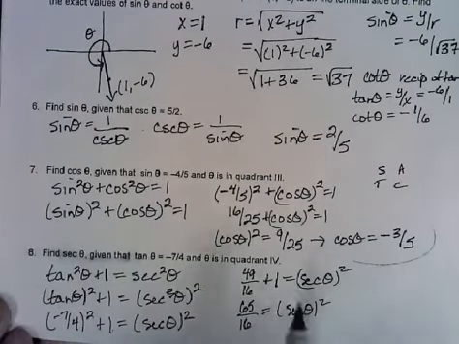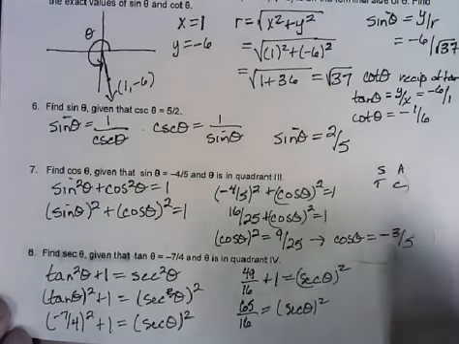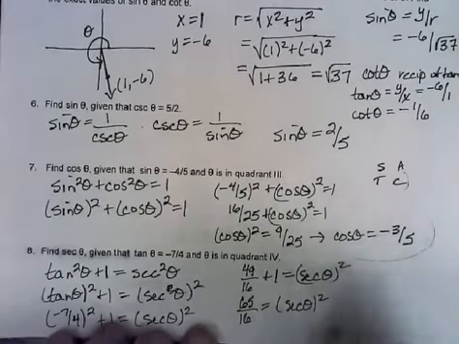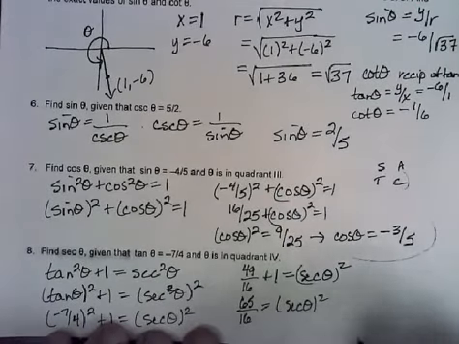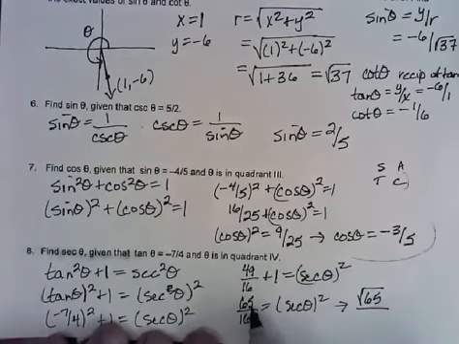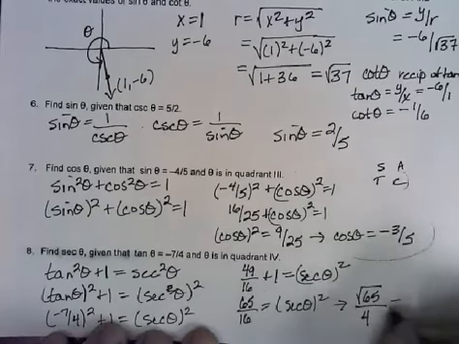Again, I need to look at the quadrant to find out whether secant would be positive or negative. This says theta is in quadrant 4. In that quadrant, cosine is positive. Secant is the reciprocal of cosine, so secant is also positive. So when I do my square root, I'm going to take the positive square root. On the top, I end up with the square root of 65. On the bottom, the square root of 16 is 4.